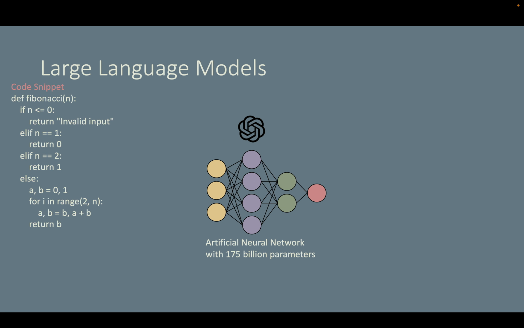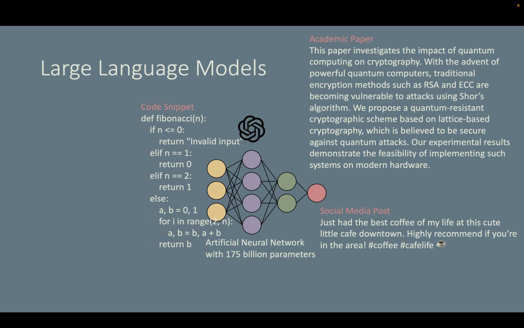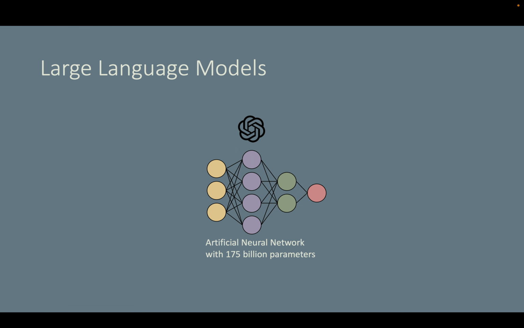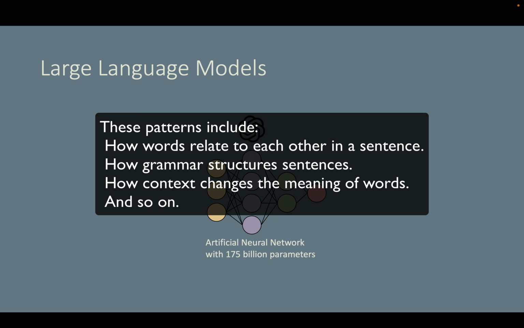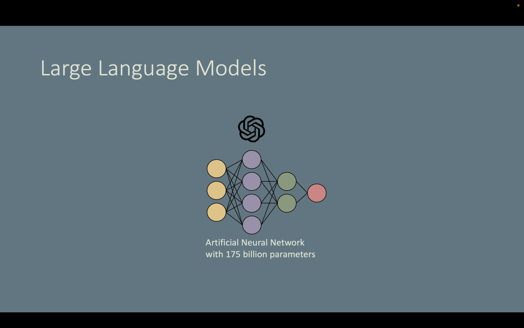It also learns from millions of code snippets on the internet, academic papers, social media posts, and so on. After training, ChatGPT learns to recognize patterns in massive amounts of text. These patterns include how words relate to each other in a sentence, how grammar structures sentences, how context changes the meaning of words, and so on. There are numerous patterns in language. After training, ChatGPT has learned those patterns in these 175 billion parameters.